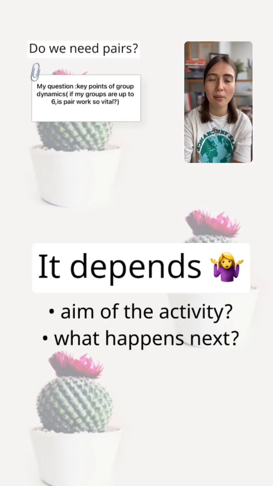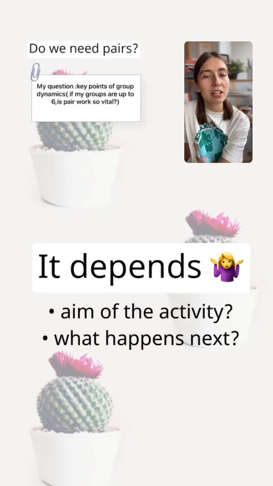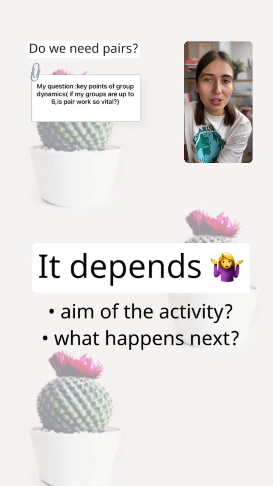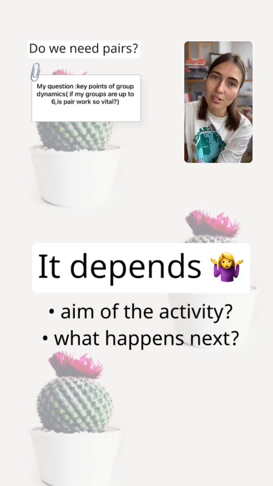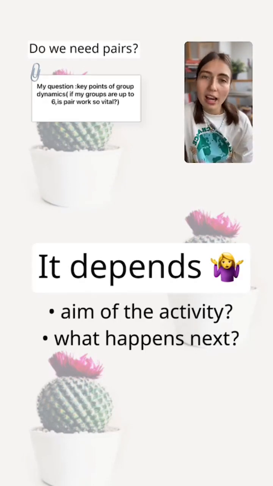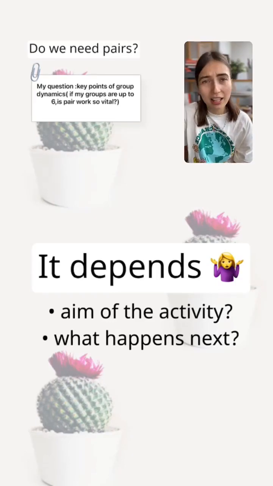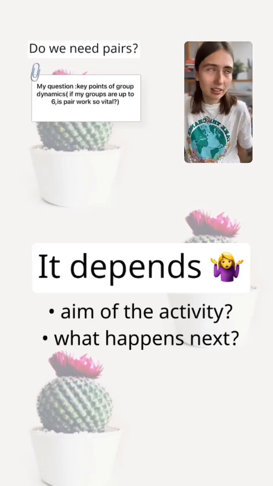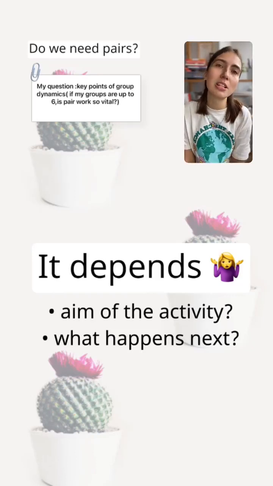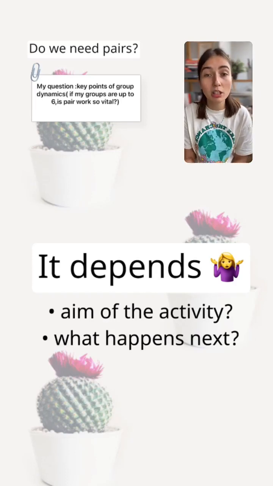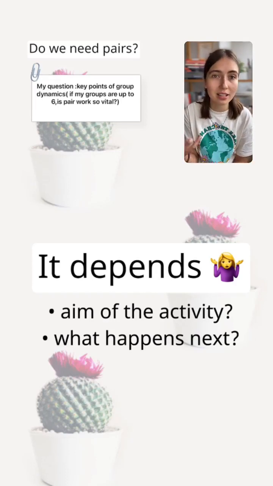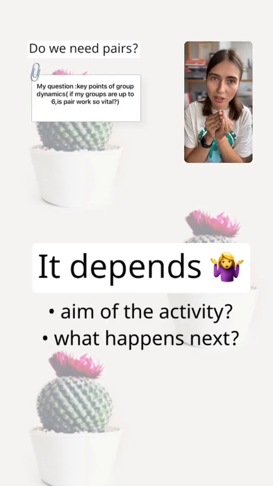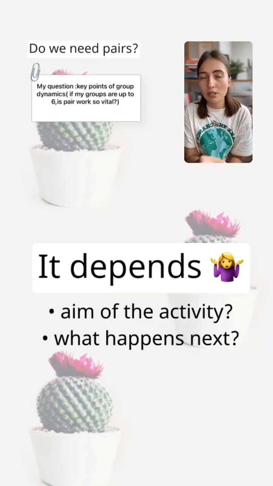You need to bear in mind, what's the aim of the activity? Do you really need your students to be working in groups? Do you really need to send them to pairs, or can you do it as an open class? And then the second question is, what happens next? Okay, you send them to groups, and then what? There is no amount of time that your students are supposed to spend talking together in pair work. Pair work is awesome because it maximizes everyone's speaking time because they're all talking at the same time. But it's not absolutely essential.